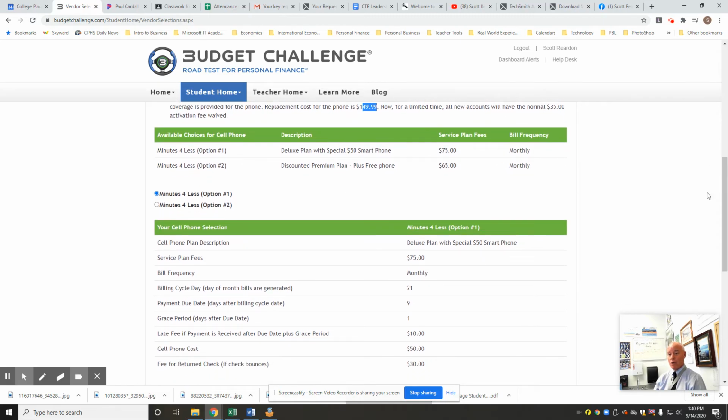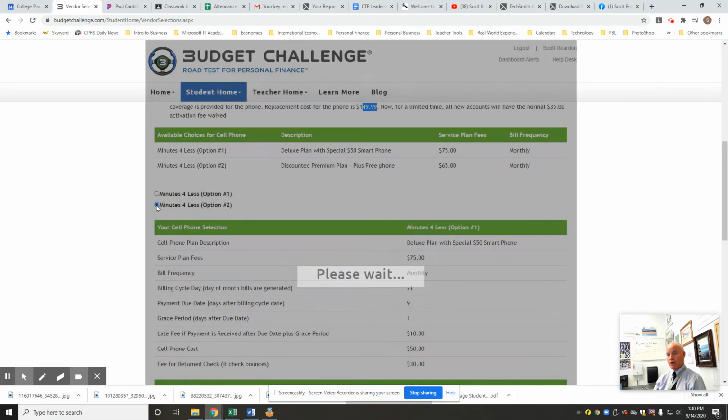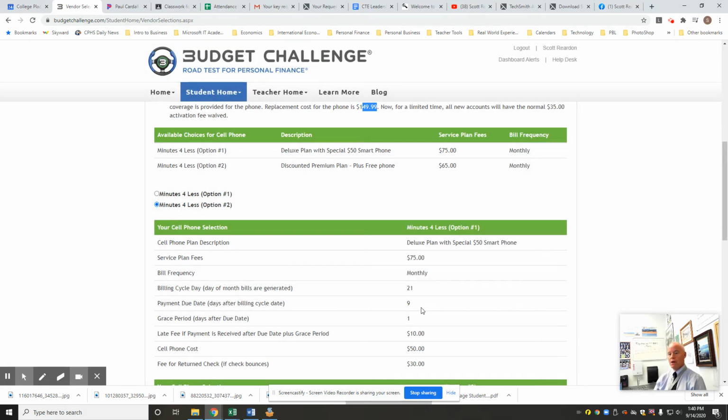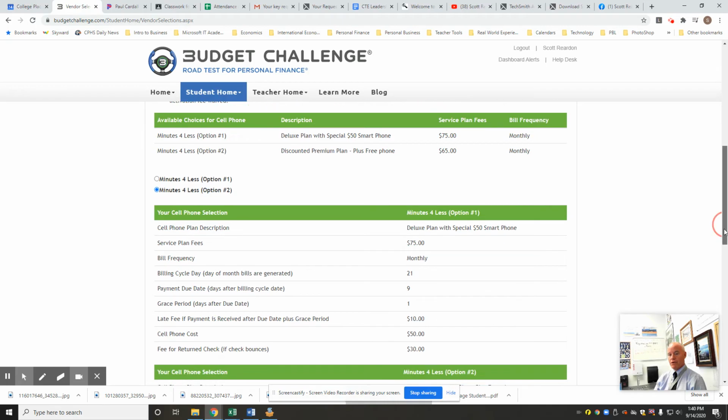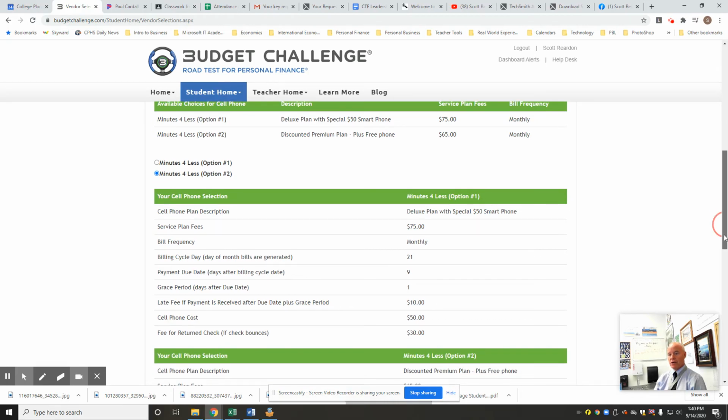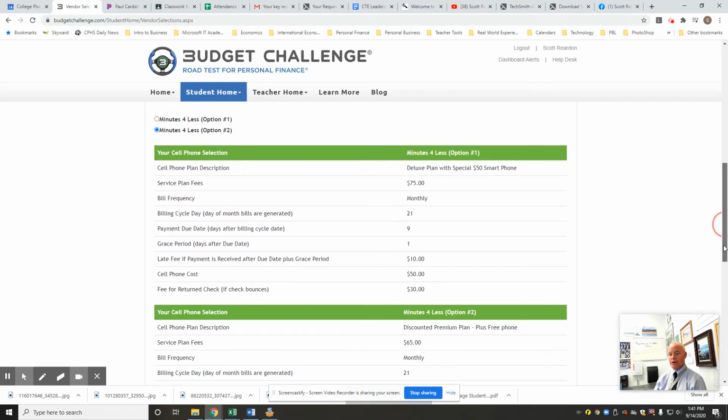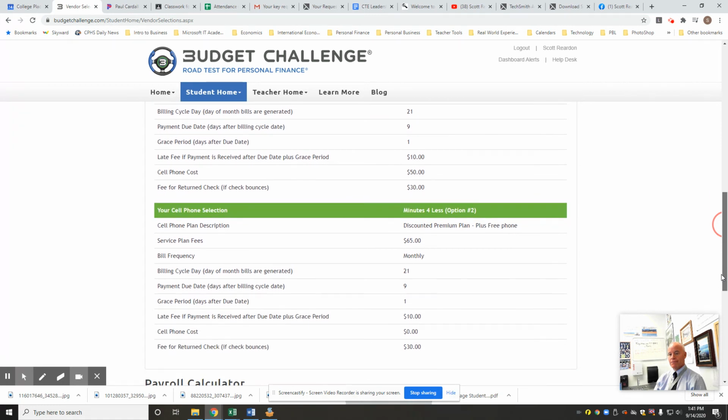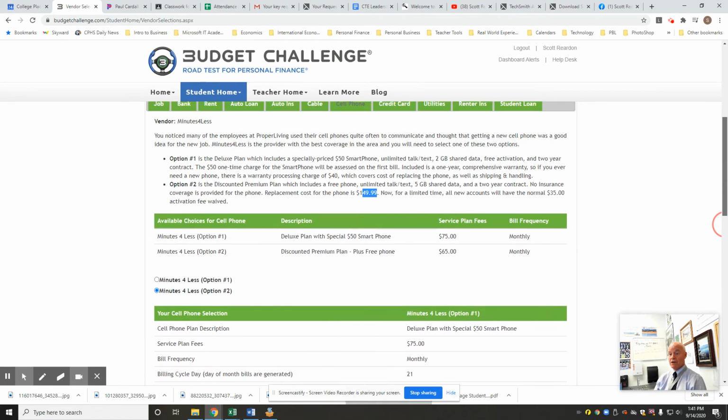So do you think you're going to damage your phone? If so, you might want to go with option 1. If not, option 2, they're going to give you a free phone. It's much cheaper, but if you have a problem with your phone, then you need to pay. You're going to end up paying more. So you have to kind of decide. You could pay $150 if things are bad enough.